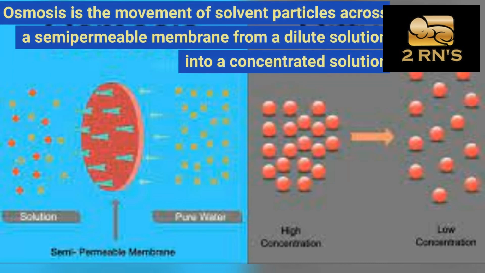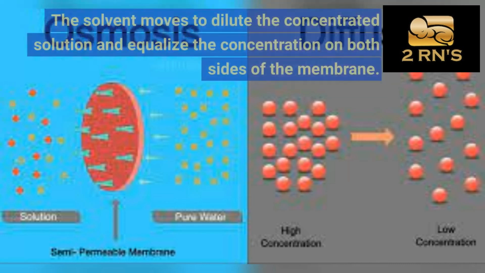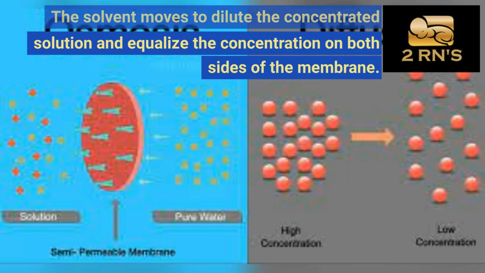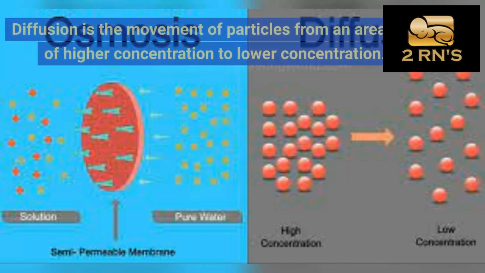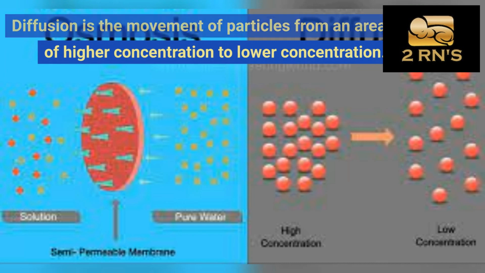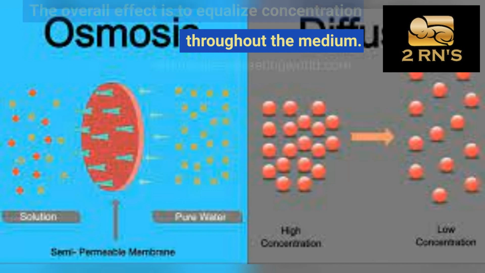Osmosis is the movement of solvent particles across a semi-permeable membrane from a dilute solution into a concentrated solution. The solvent moves to dilute the concentrated solution and equalize the concentration on both sides of the membrane. Diffusion is the movement of particles from an area of higher concentration to lower concentration. The overall effect is to equalize concentration throughout the medium.